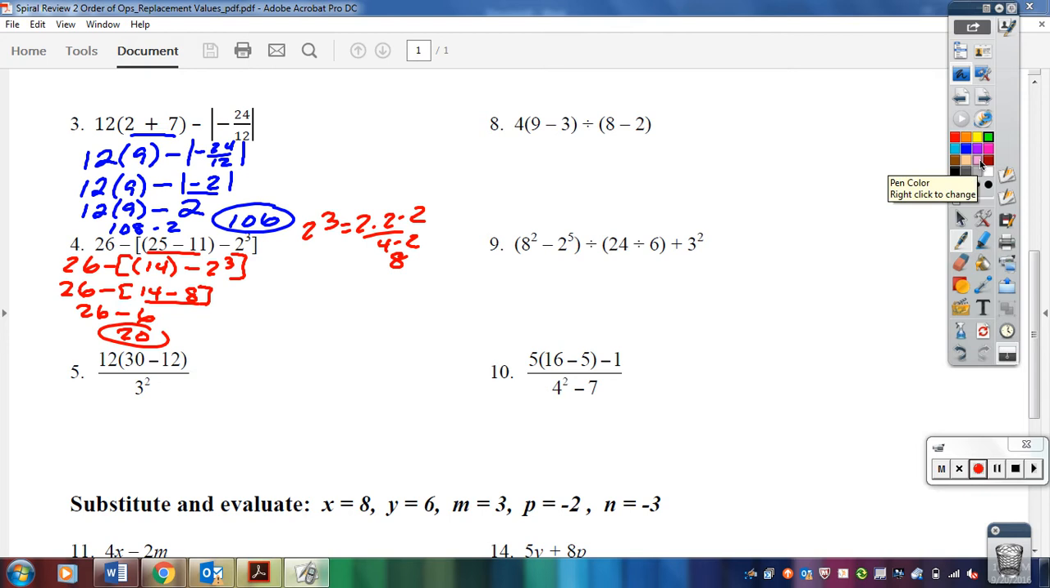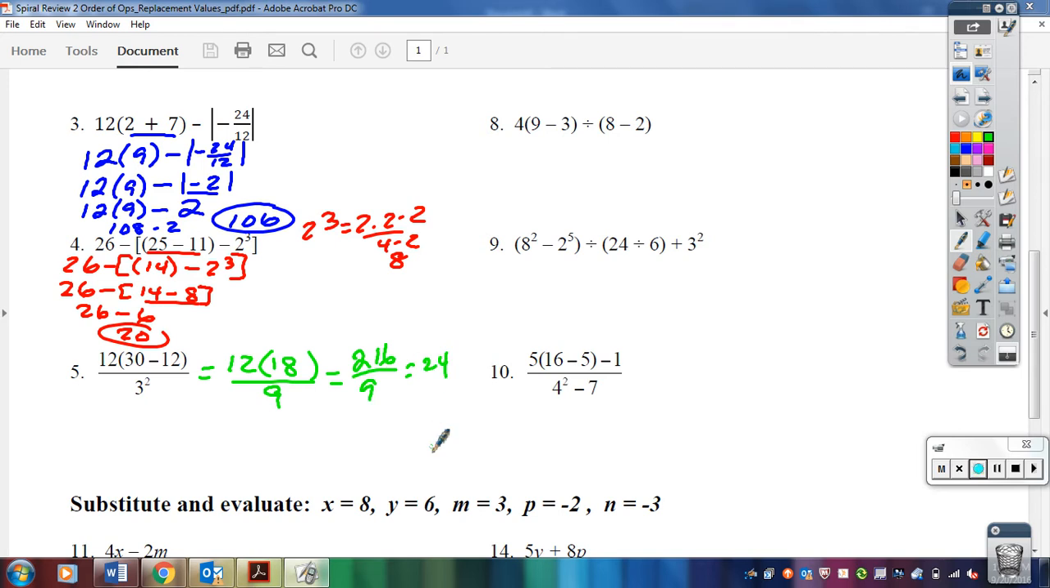Number 5. So I'm going to follow order of operations. We do the work inside the parentheses first. 12 just stays. 30 minus 12 is 18. 3 squared, we can do that. 3 squared is 9. So it's hidden parentheses down at the bottom. What you technically should do is 12 times 18 first, although in a second I will show you what you could do instead. 12 times 18 would give you 216. You take that, divided by 9, and you get 24.